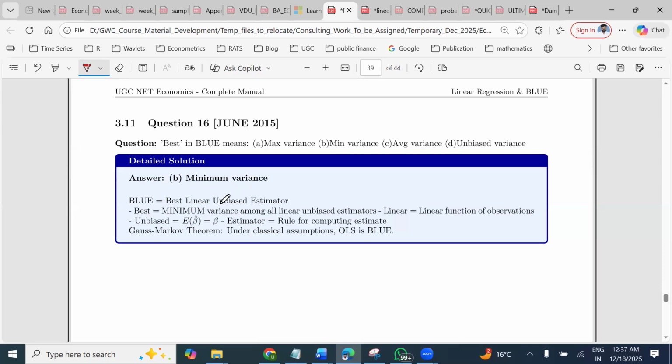Okay, very good. Once I send you this PDF, just tell me wherever there is a discrepancy, so that we can rectify it. So best means minimum variance among all linear unbiased estimators. Linear means a linear function of the observations. Unbiased we already know. So under the Gauss-Markov theorem, under classical assumptions, OLS is BLUE.